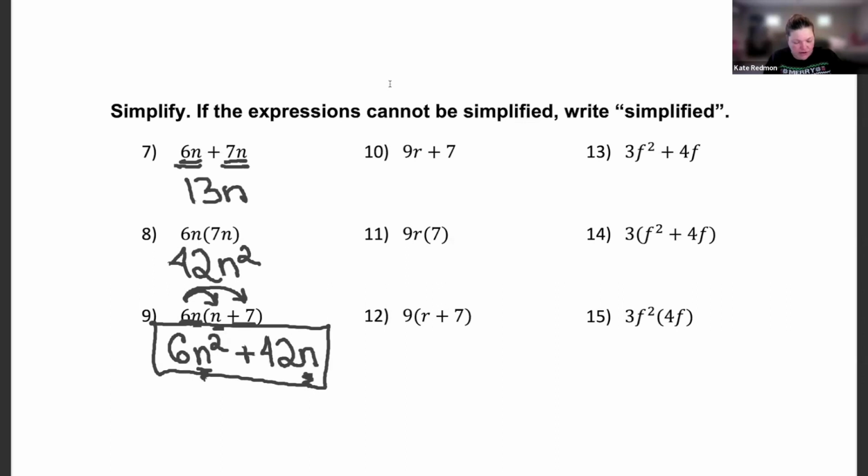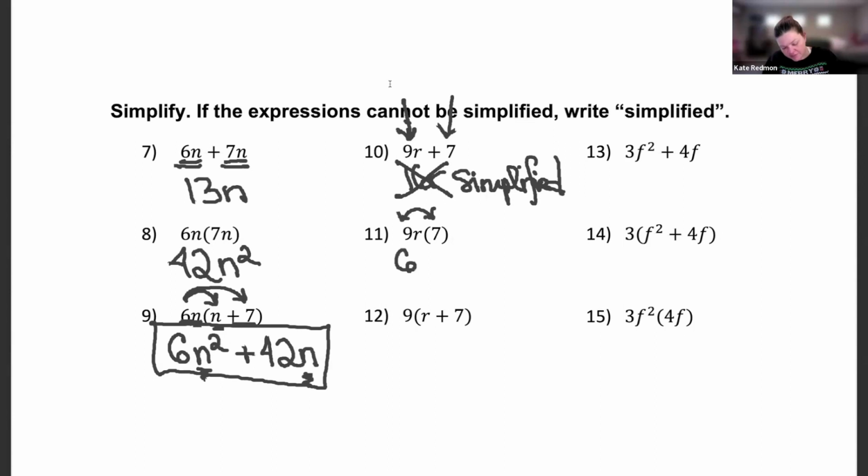10, 9r plus 7. Now, don't be the foolish student who just mushes those together. You would be wrong. That's an r term. That's a constant term, a plain old number. They're not going to combine. This is already simplified. Nothing else I can do here. Now, 11, though, I might not be able to add 9r and 7, but I sure can multiply them, right? We can multiply together anything. So 9 times 7 is 63. And to say that that 63 is multiplying with a factor of r, I just shoved the r up real close.